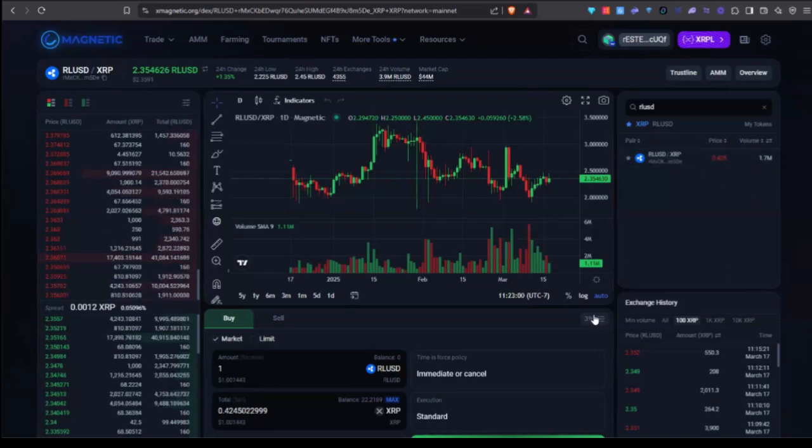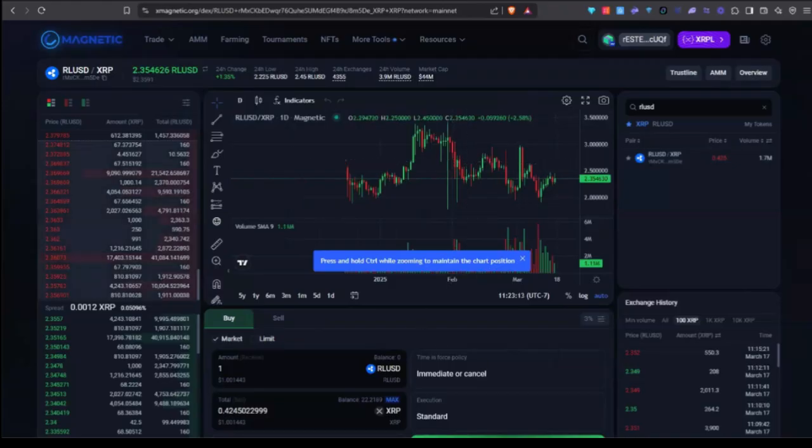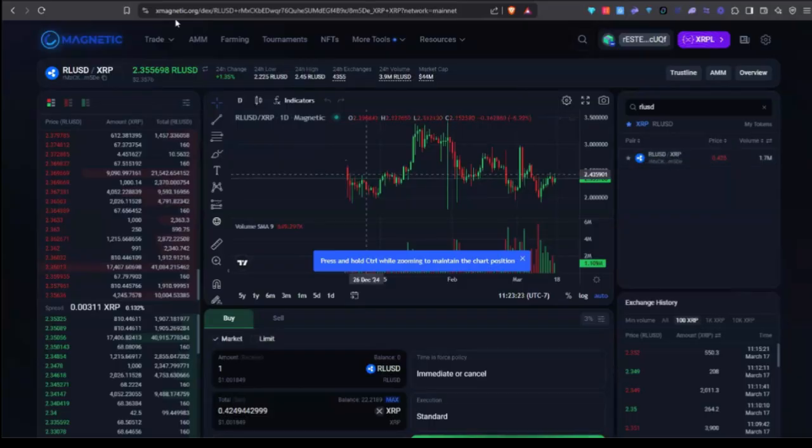Gotcha. All right. So this is xmagnetic.org. I like this one. It's not the only one. There's a few others, but I like this one. I'll tell you why in a minute. So here you have the DEX, and then you can choose here, or you can search for the assets that you want. In this case, we're going to focus on the RLUSD XRP.